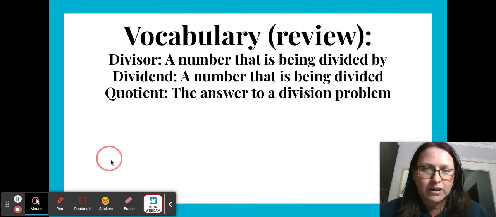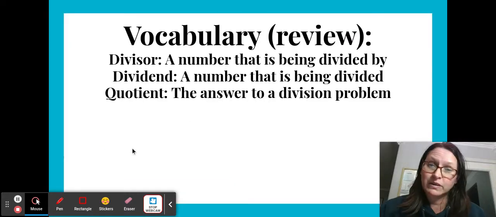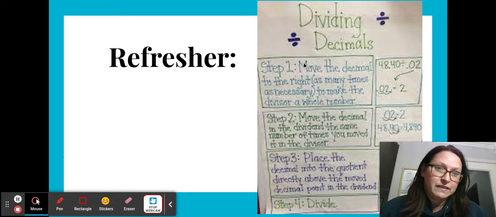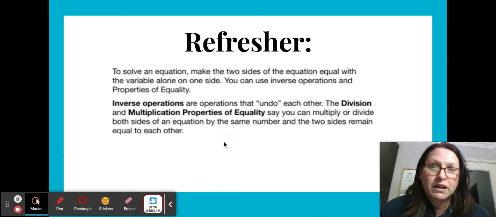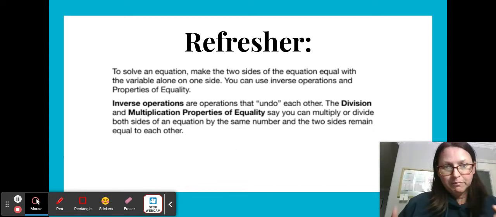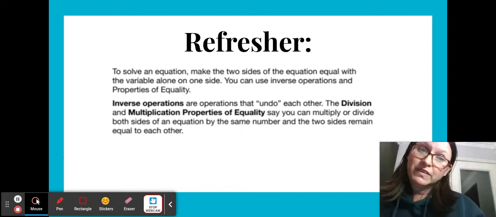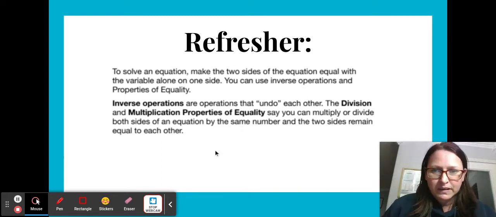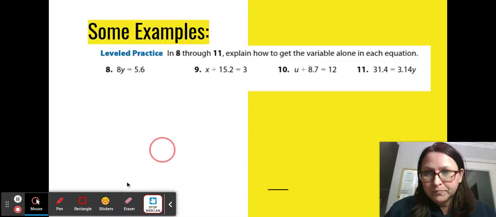So let's get started with vocabulary really quick. A divisor is the number that's being divided by, and the dividend is the number that's being divided. The quotient is the answer. This is the poster I've had for all of our topic this month. So remember the inverse. When you divide something by one side, you have to divide it on the other because that is what makes it equal.